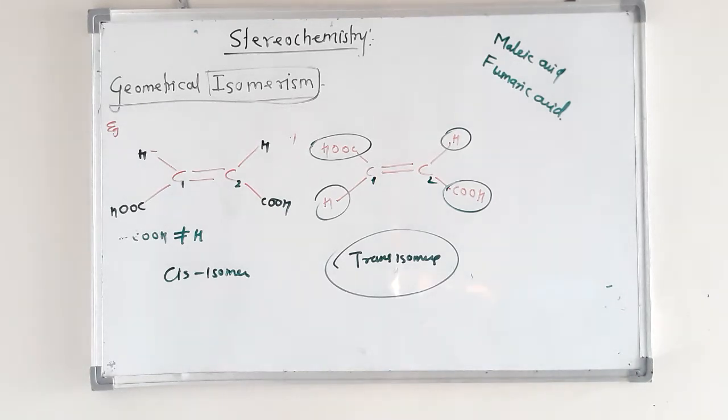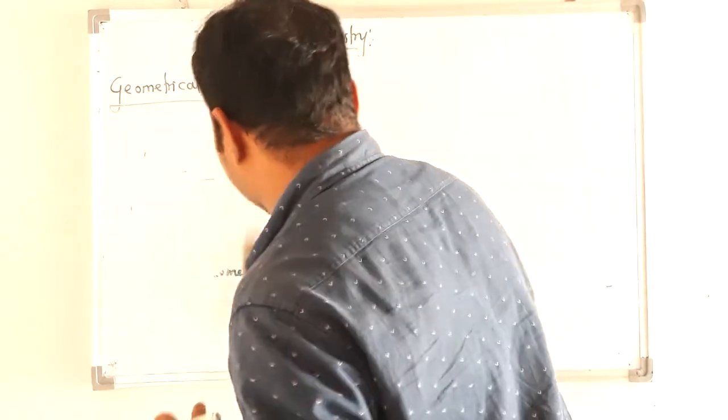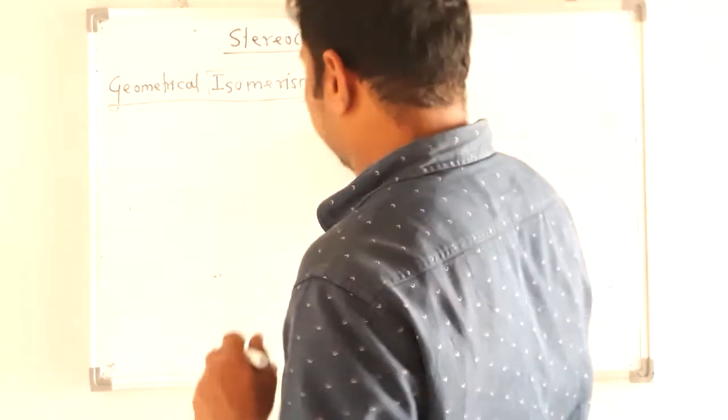Now there is one more point: EZ nomenclature, or EZ isomers. What happened?